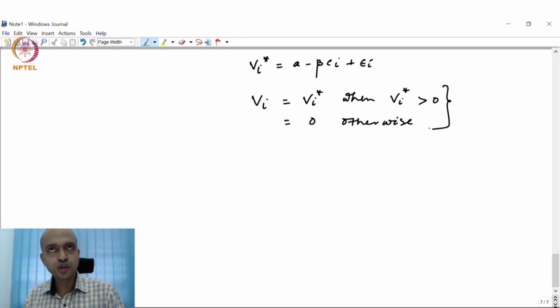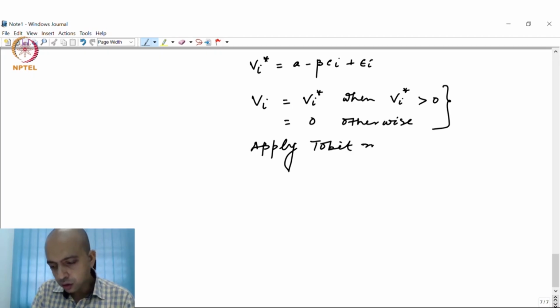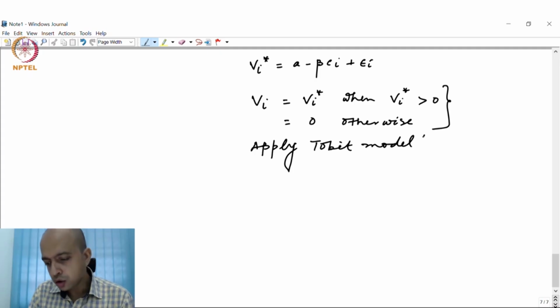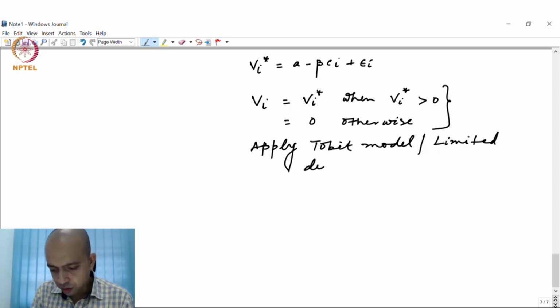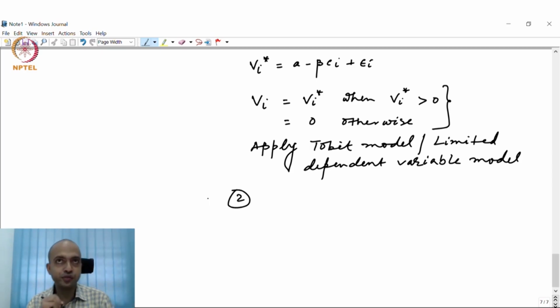And in this type of situation, when we have limited information on the dependent variable, then we need to apply the Tobit model, or limited dependent variable model. Okay, limited dependent variable model. So this is the first problem about estimation.